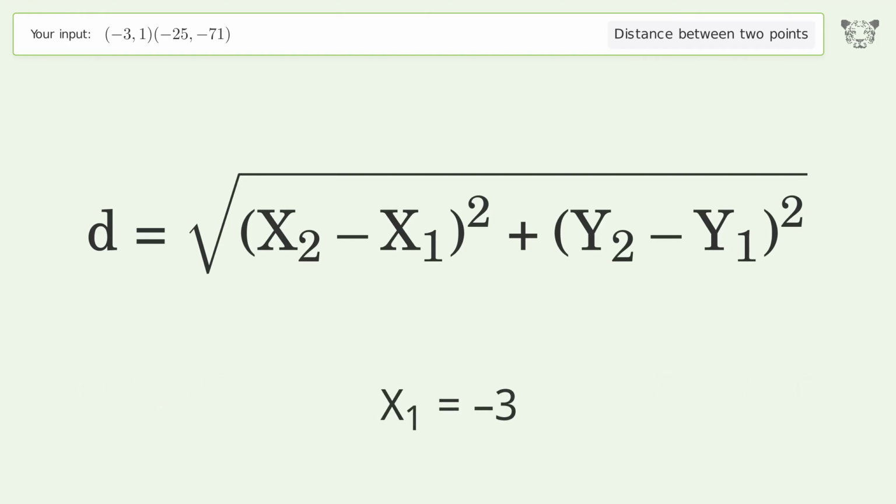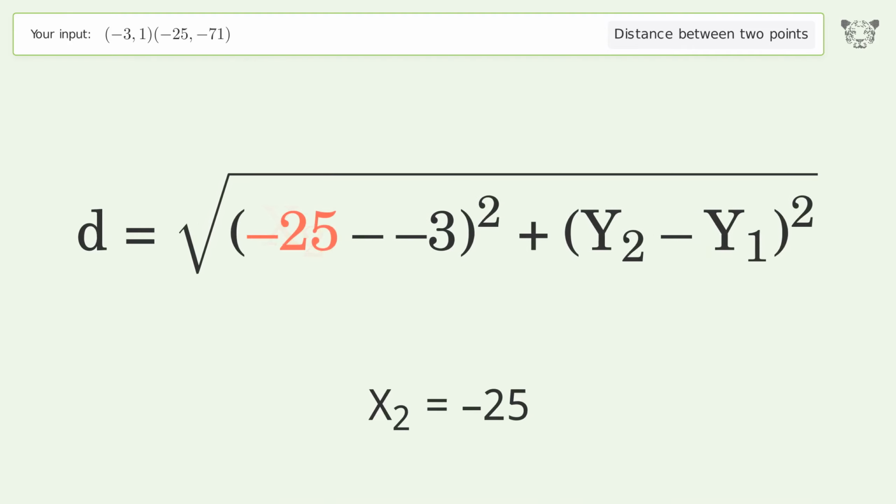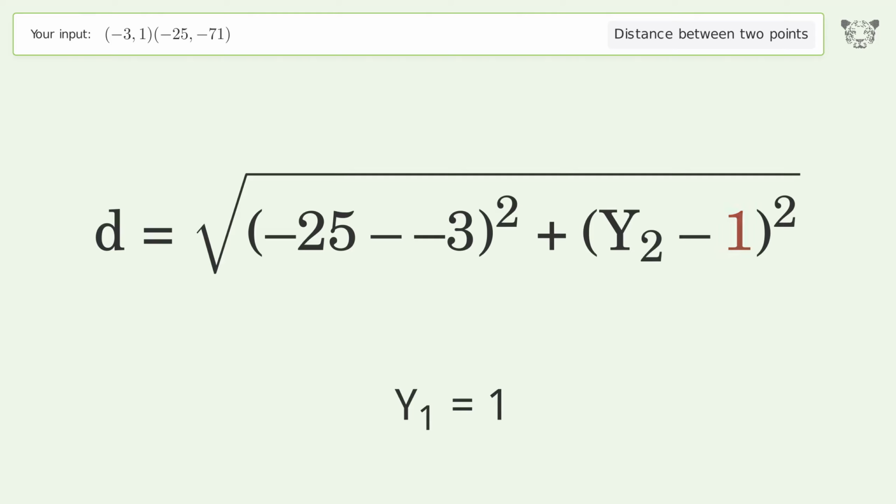x1 equals -3. x2 equals -25. y1 equals 1. y2 equals -71.